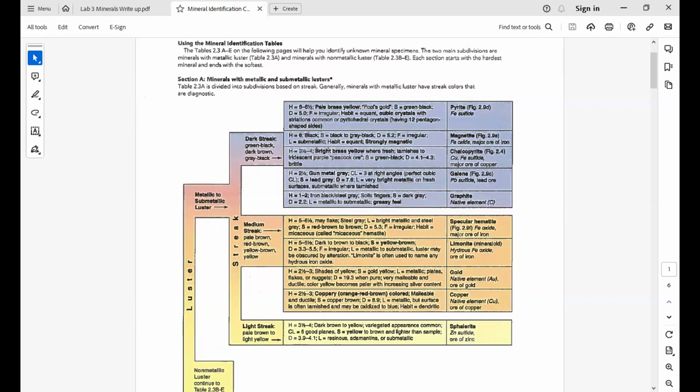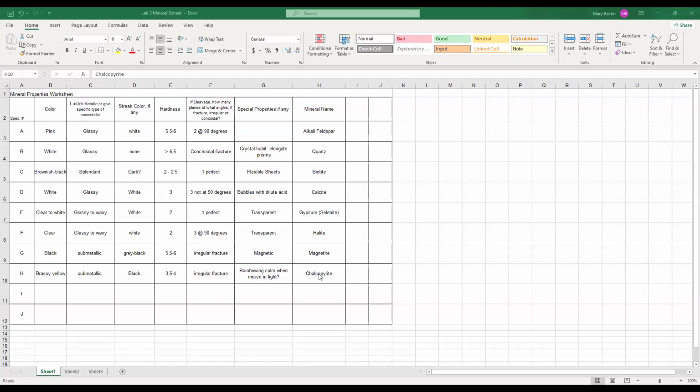Okay. So over here on my chart, back to that chart again, so you can see how I spelled it, right? Chalcopyrite.